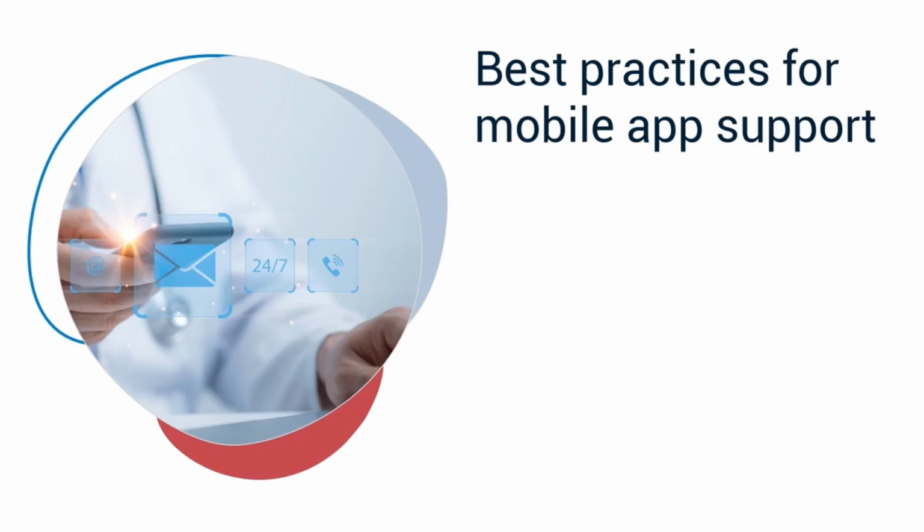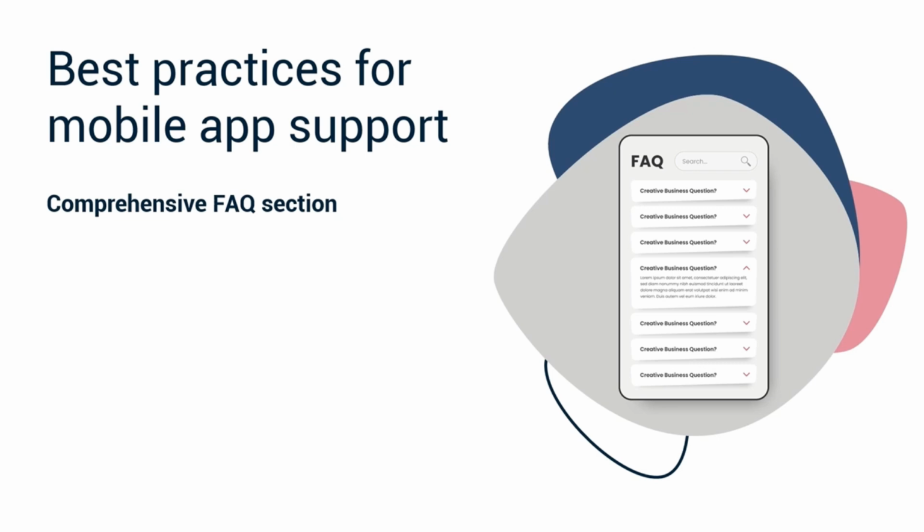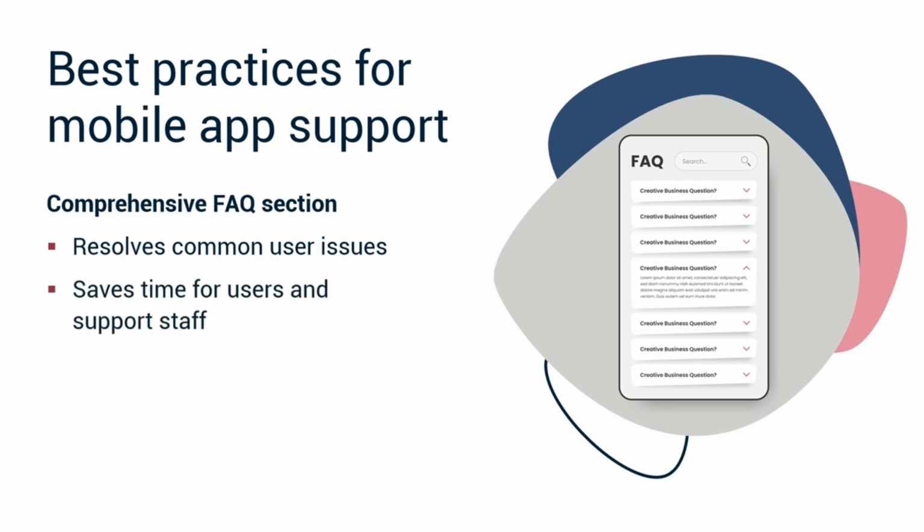Different users prefer different methods of communication, so you should offer multiple support channels like email, chat, social media, and forums to meet these preferences. For example, popular game apps use social media channels to engage with users actively and address common issues quickly. Create a comprehensive FAQ section, as many user questions or concerns are common. A well-organized FAQ section addresses these issues without the need for support staff, saving time for users and developers.